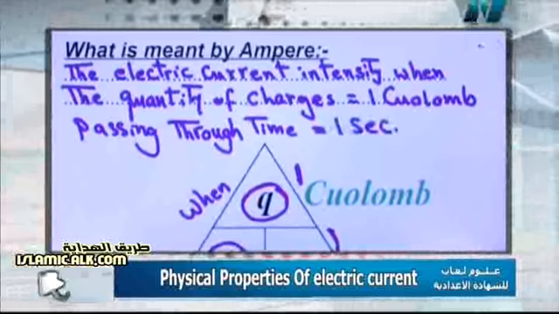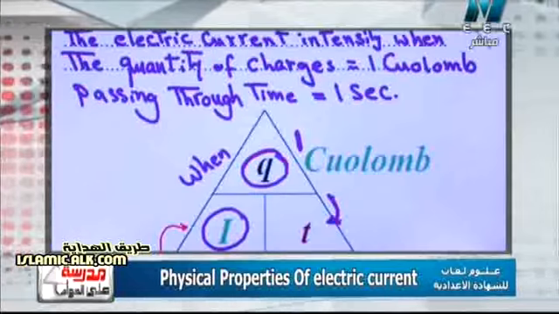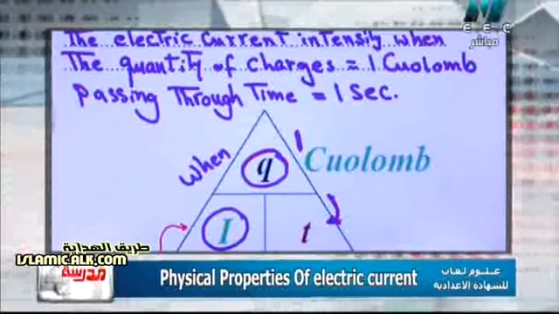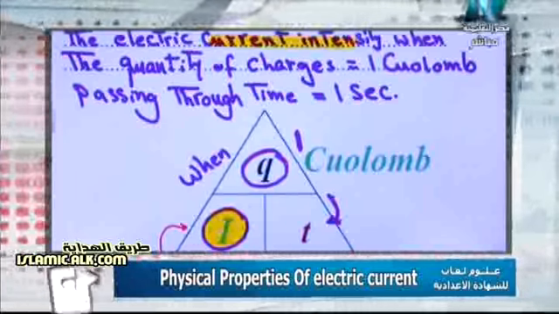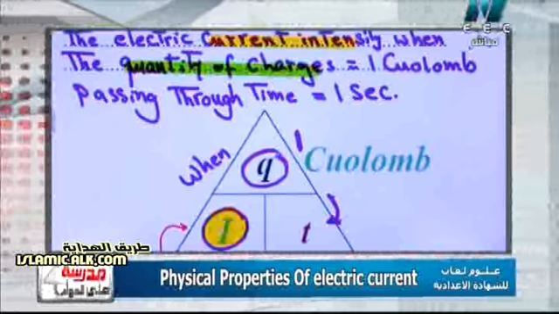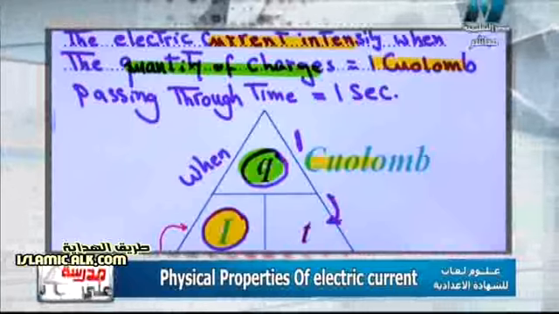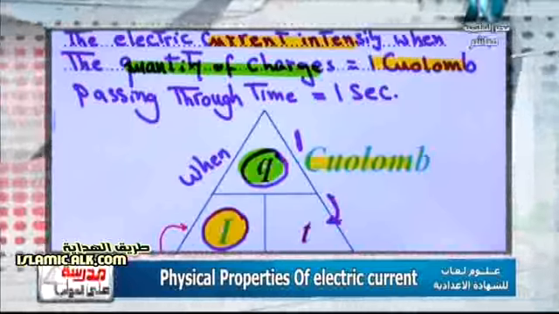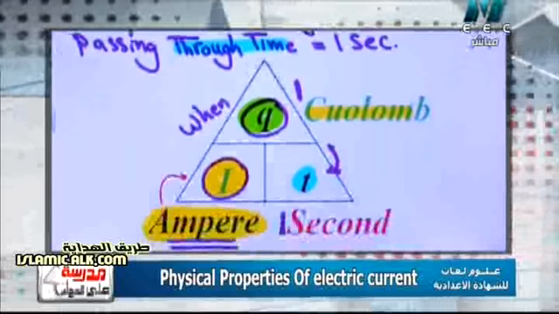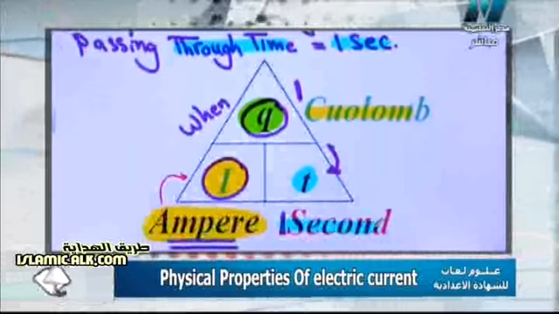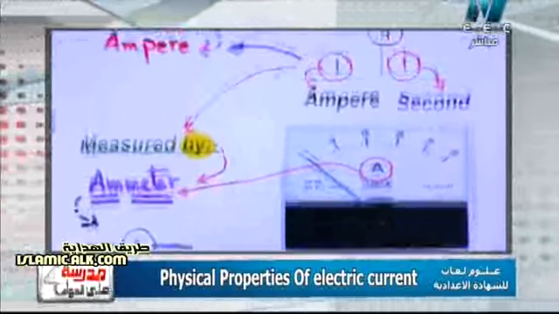We remember the definition of ampere from the magic triangle. Let's see it again. I say it is the electric current intensity, when the quantity of charge equals 1 coulomb and passing through time equal to 1 second. So we can define what is meant by electric current intensity.